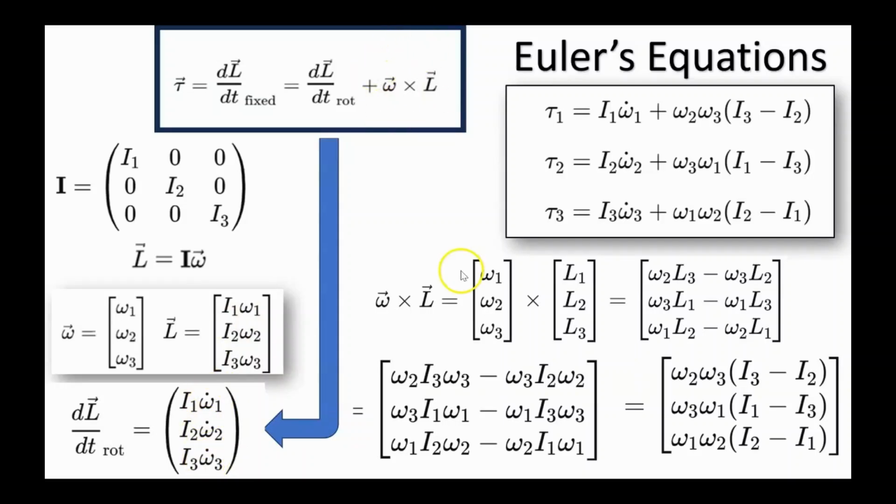Now we can work out this term, omega cross L. This is the omega vector, this is the L vector, this is the standard cross product. I can replace the components of L with their moment of inertia and omega values. For example, L3 equals I3 omega 3, L2 equals I2 omega 2, and we have this expression. Combining these two, we get the Euler equations, which are in this box. These equations are essential for understanding rotation, spinning tops, satellites, and rotating plates. And yeah, they are confusing.